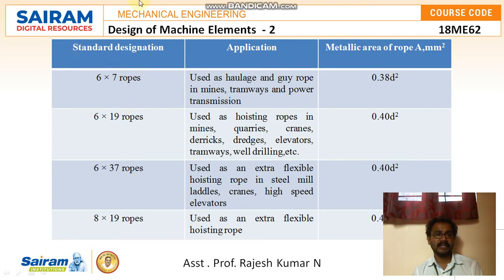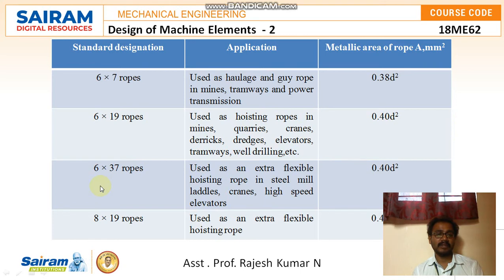So the standard designation is mentioned here. Based on the application, we can select that. If it is a 6 cross 7 rope, its application is for haulage and guy ropes in mines, tramways and power transmission, and the metallic area of the rope usually is 0.38 d square. And if it is a 6 cross 19 rope, it is mainly used in hoisting ropes in mines, quarries, cranes, derricks, dredges, elevators, tramways, well drillings, and the metallic rope area usually is 0.40 d square.